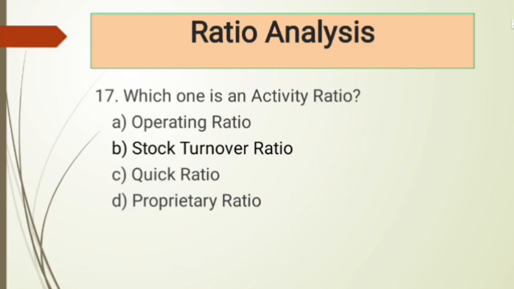Next question, which one is an activity ratio? So activity ratio measures how efficiently assets are used to generate sales, and stock turnover ratio evaluates inventory management efficiency, means how well inventory is transferred into the sales.